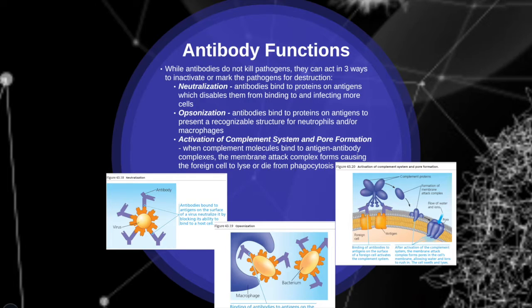Neutralization is when the antibodies all work together to bind to the proteins on antigens, and this disables and inhibits the antigens from binding to cells and infecting them. Opsonization is when the antibodies bind to the proteins on antigens, and they create a structure which is recognizable to the neutrophils and macrophages for phagocytosis.